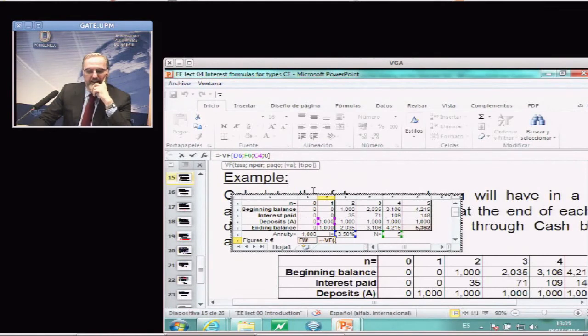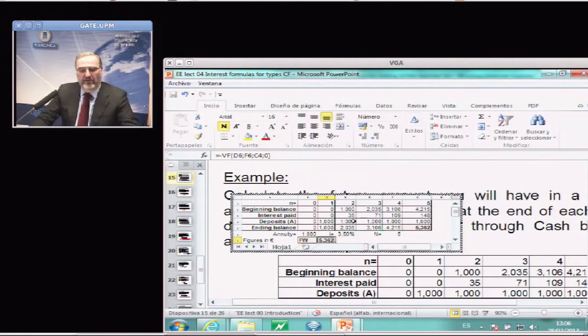The green cell is this one, the number of years, number of periods. The periodic payment is 1,000, this one, 1,000. And then the actual value is 0 and the type is 0. So directly, without any kind of programming, you will find the Excel formula here.